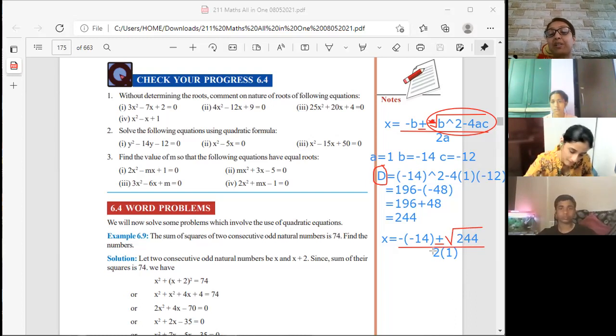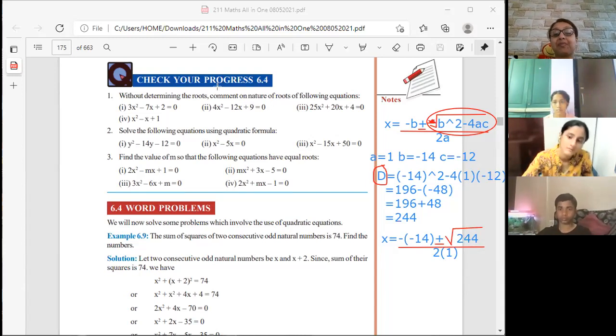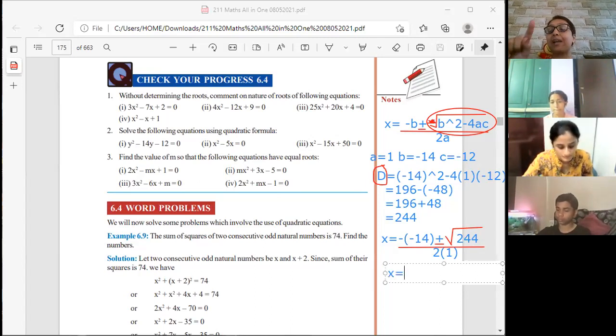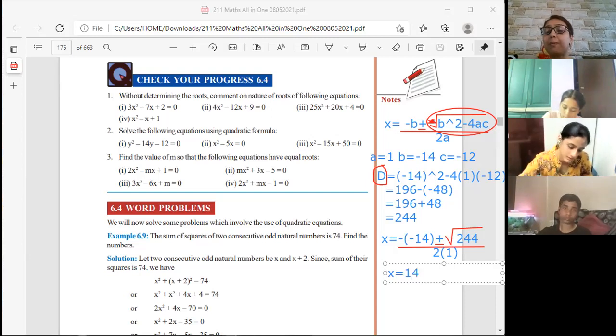Now, have you understood how I substituted it? Yes? Chalo. Now what do I get? I get x is equal to minus 14. What will minus 14 become? Tell me. Minus of minus 14, the minus sign will become positive, okay, right? It's not a square. Okay, so we'll get 14.